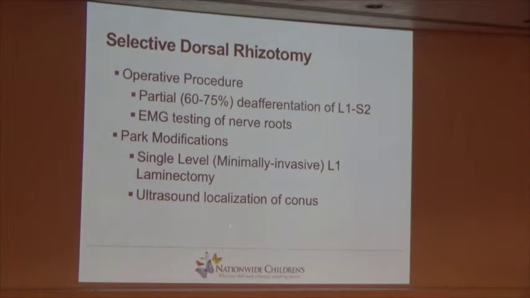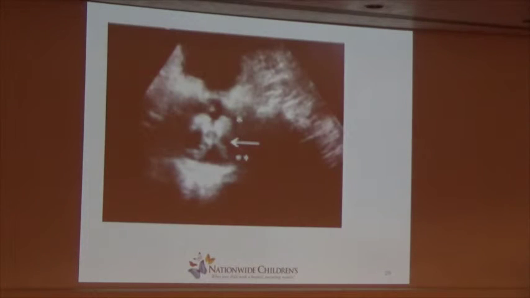We talk about partial deafferentation of these nerve roots. Now, I'm going to show you probably the best study that's been done, a meta-analysis showing all the randomized control trials that were done in dorsal rhizotomy. Partial deafferentation works. You test the EMG nerve roots, you talk about the port modifications, the single-level laminectomies, minimally invasive, either 1 to 2 level laminectomies, and what you're able to do is see with ultrasound localization of the components.